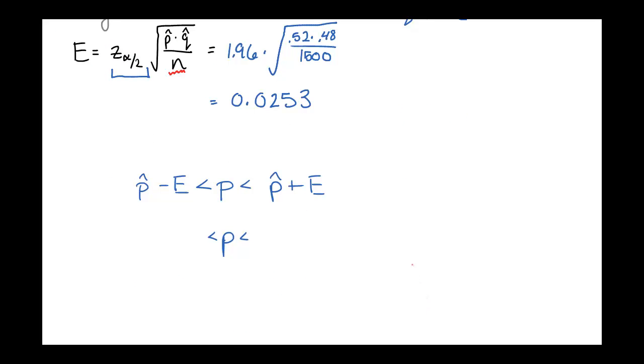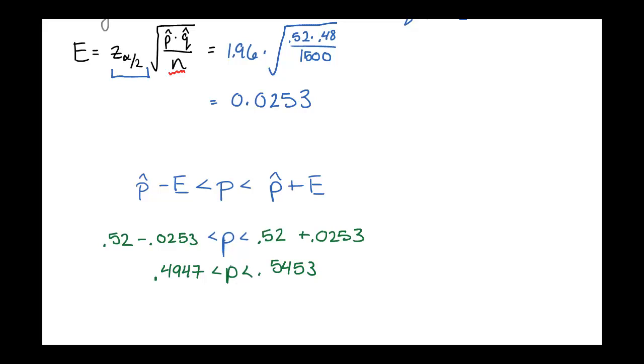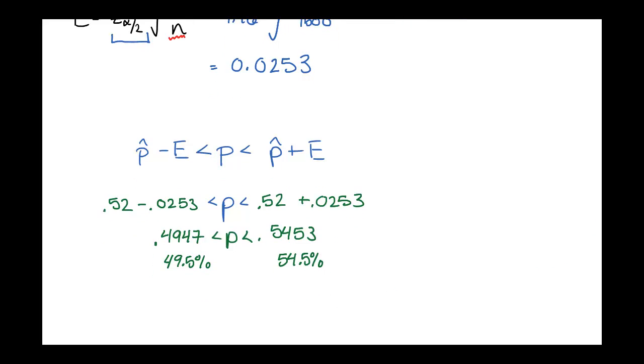So we take this error value, and we're going to take our p hat, which was 0.52, and add and subtract the error value to get the bounds of our interval. So 0.52 minus 0.0253 and 0.52 plus 0.0253. So we get an interval estimate of our population proportion that says somewhere between 49.5% and 54.5% of our population we predict will vote for our candidate.